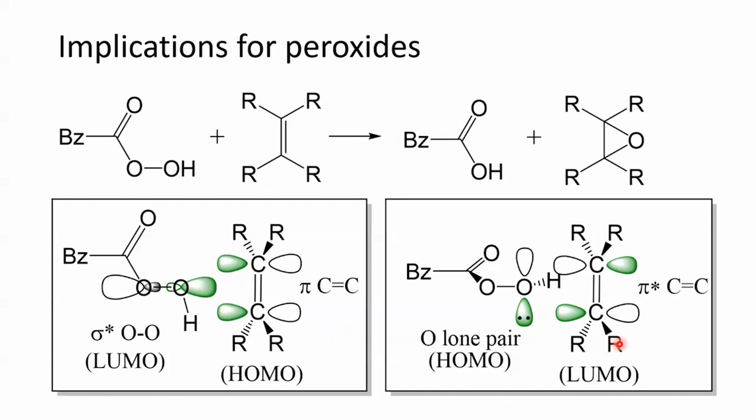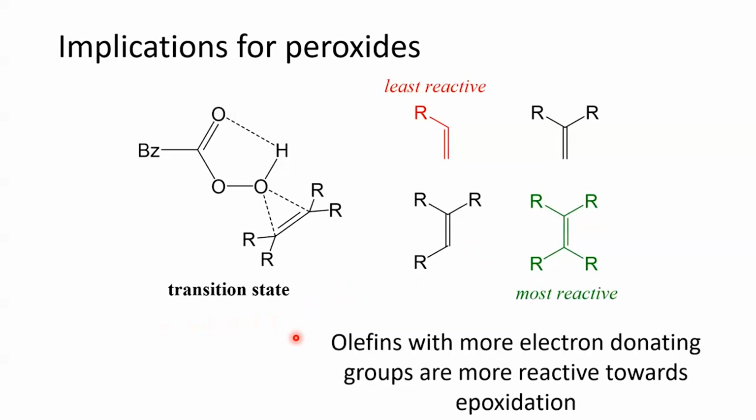Conversely, it could be that the pi antibonding orbitals of the alkene interact with the lone pair orbital of the oxygen. In the scenario on the left, the antibonding orbital interacts with the electron cloud of this pi bond, whereas on the right, the antibonding interaction of the pi orbital creates this mismatch in the phase of those p orbitals, and this aligns really well with the positive and negative lobes of this p orbital associated with the oxygen lone pair. Drawing it out, we can get this transition state for the reaction, and we also discover that for the alkene or the olefin, more electron donating groups improve the reactivity of that reagent towards the epoxidation reaction.